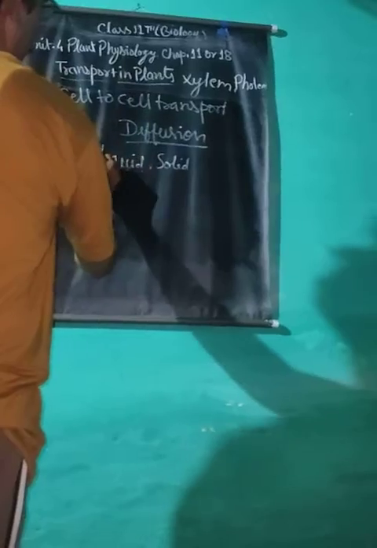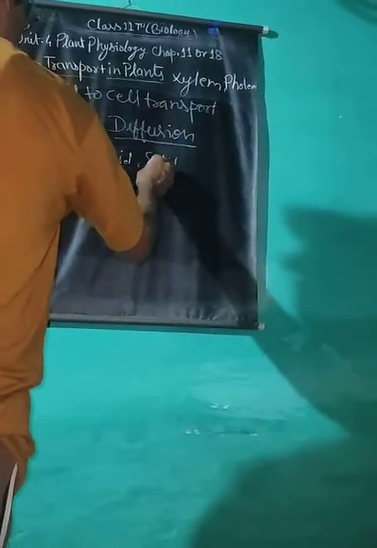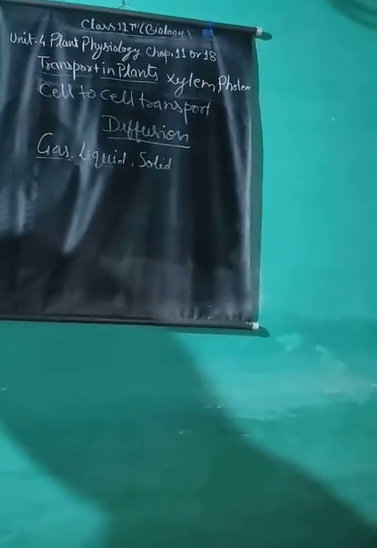In all states, diffusion takes place. But the rate of diffusion is higher in gases, because in gases there are a lot of intermolecular spaces, so the diffusion of gases is higher. In liquids it is more than in solids but less than in gases. In solids the diffusion is slower.